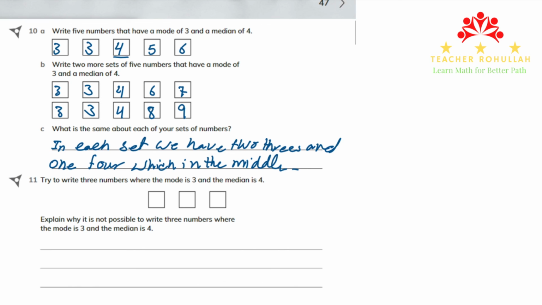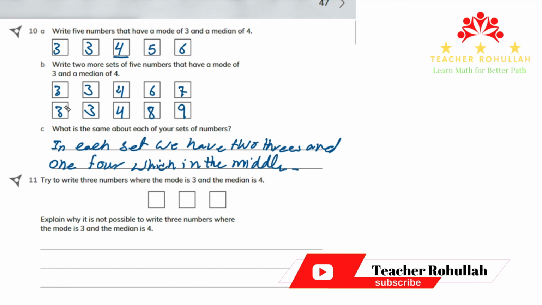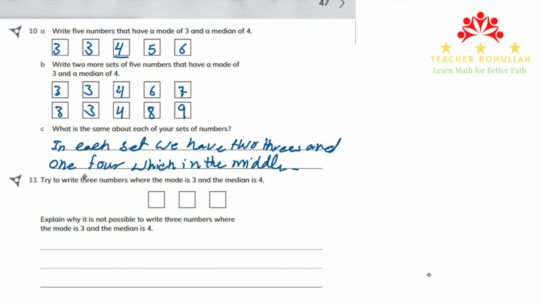This is how we could do question 10. In question 11, it says, try to write 3 numbers where the mode is 3 and the median is 4. Again, it says, explain why it is not possible to write 3 numbers where the mode is 3 and the median is 4. So for a set of data to have the mode of 3, we should at least have 2 3s. If we have 2 3s here, 4 will be on the right. So 4 cannot be in the middle. So we can say it is impossible.